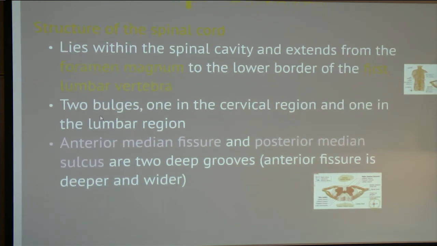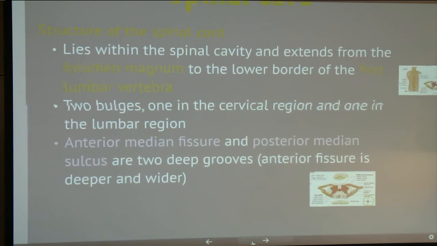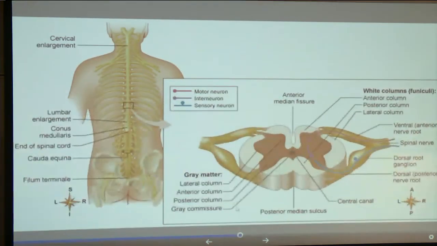As we mentioned before, there are two bulges. So you have your cervical enlargement and then your lumbar enlargement. That's where the spinal cord thickens because of some plexus, which is going to be a bundle of nerves. So let's look at a picture right here.